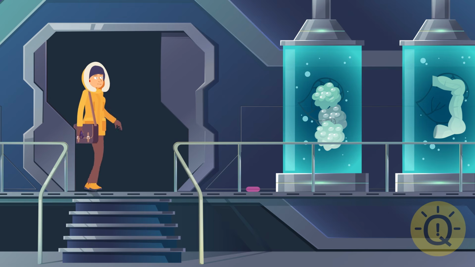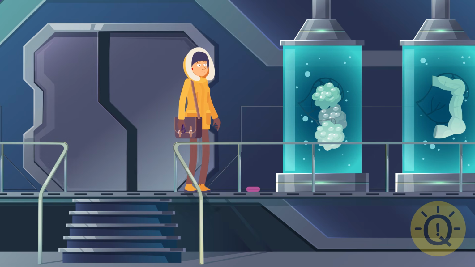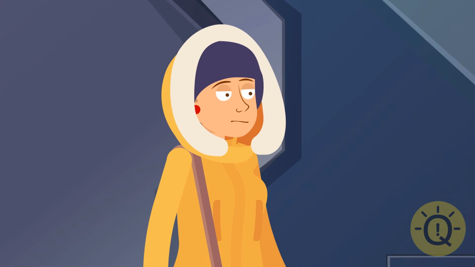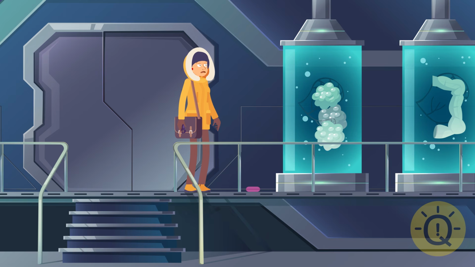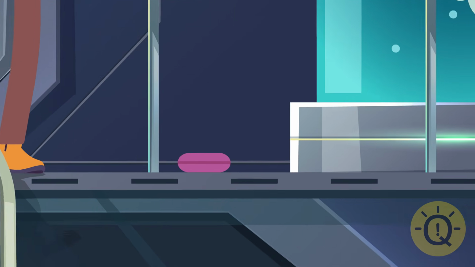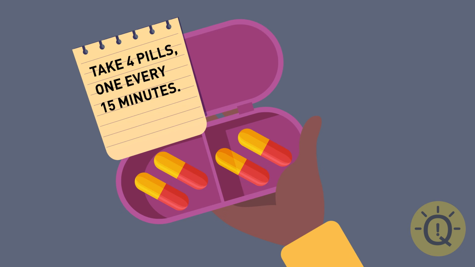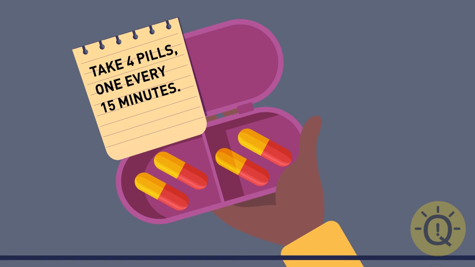As soon as she walked in, the door closed behind her back, and a bizarre-sounding voice started to speak. "In 15 minutes, toxic gas will fill the room. Your only chance to survive is to take the antidote before the gas is released." At this moment, Eve spotted a small box. She opened it and saw 4 pills and an instruction. "Take 4 pills, one every 15 minutes." Will Eve have time to take all the pills before the gas fills the room?